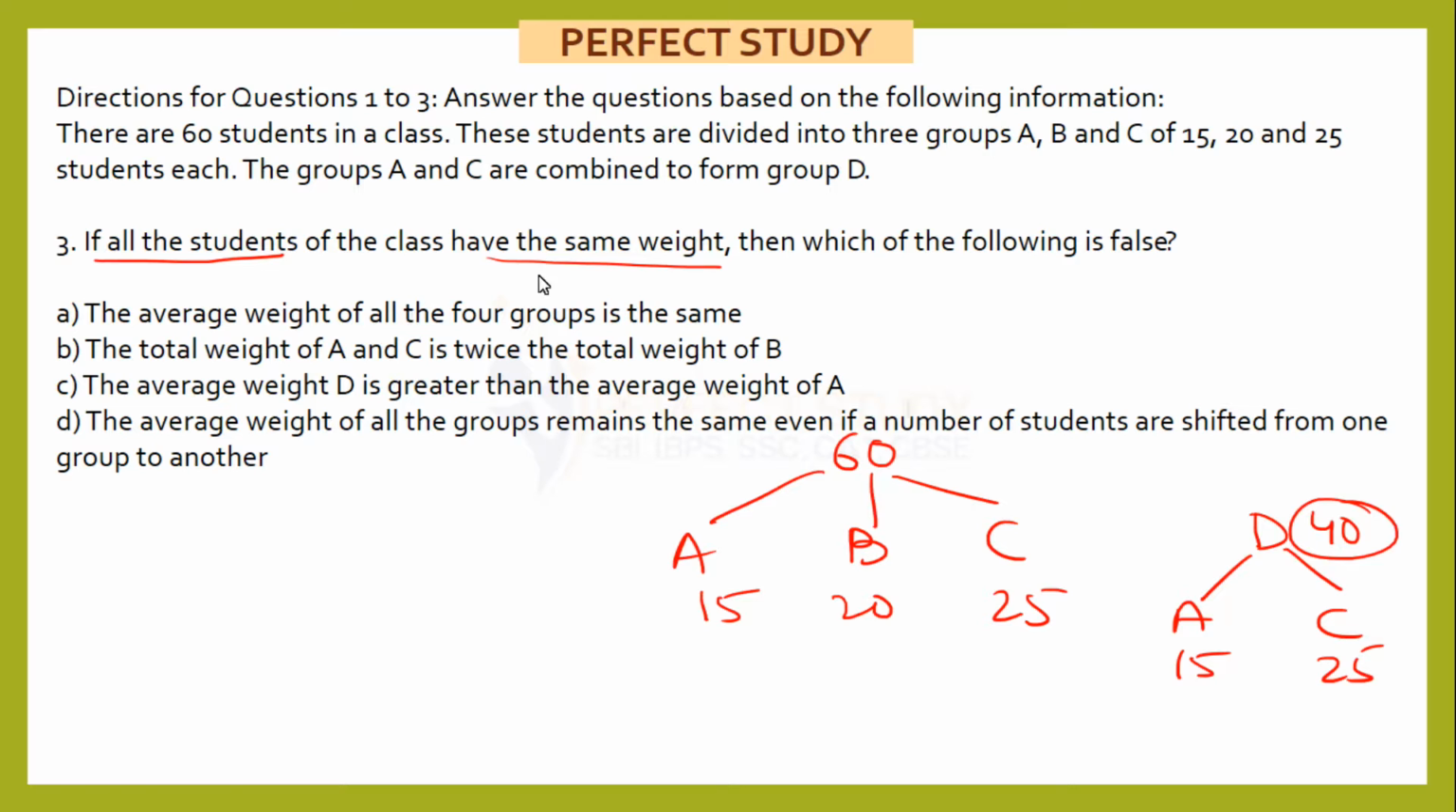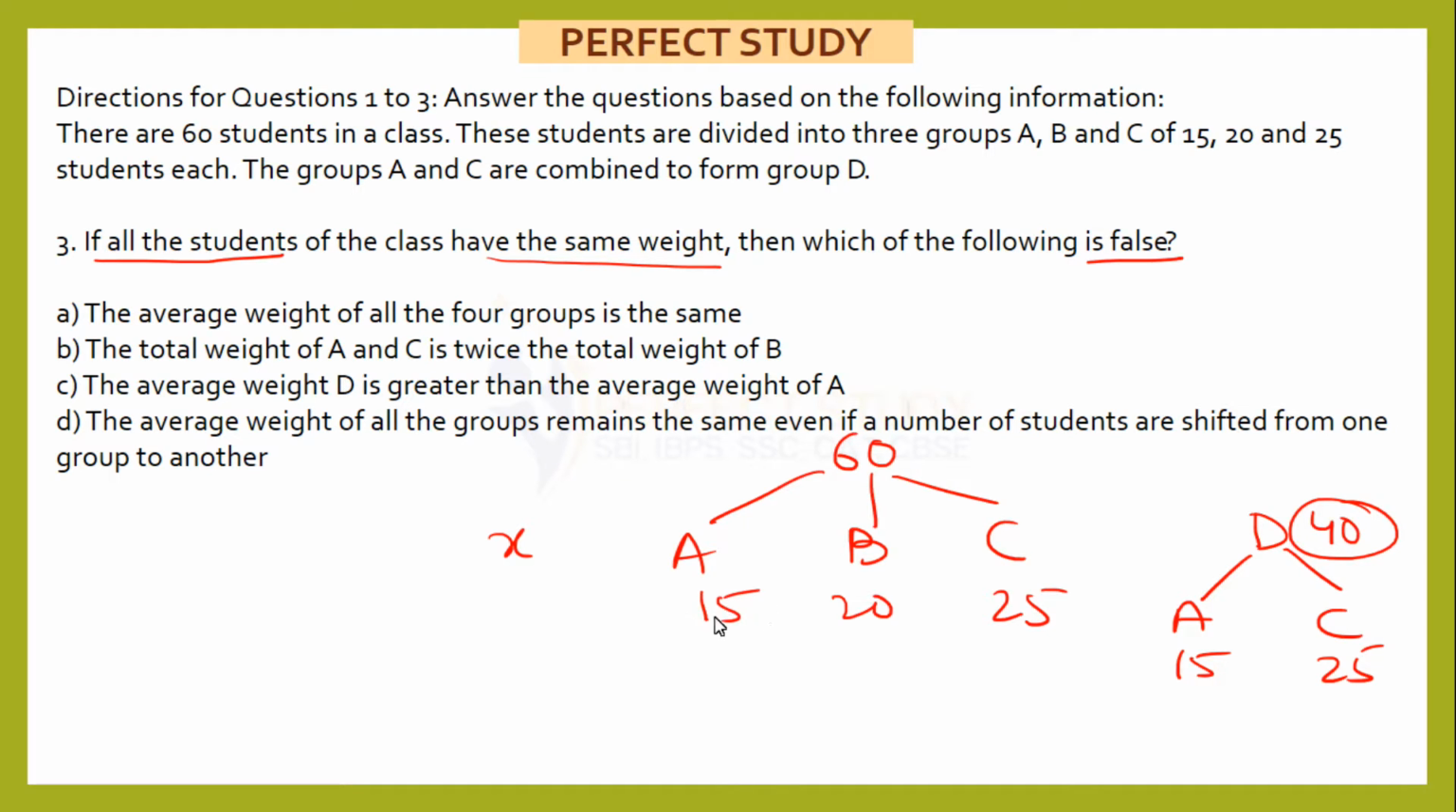That is the assumption here, and we have to find which answer is false. The average weight of all the four groups is the same. Now if every student has equal weight, say for example any weight, let's say you work using a variable also. If every student's weight is X, what will be the average of group A? Average will be X only.